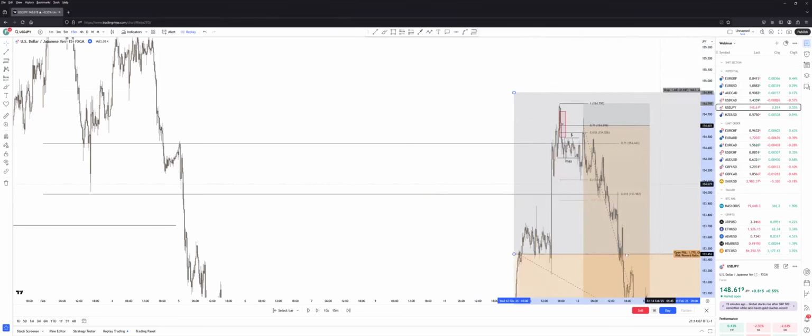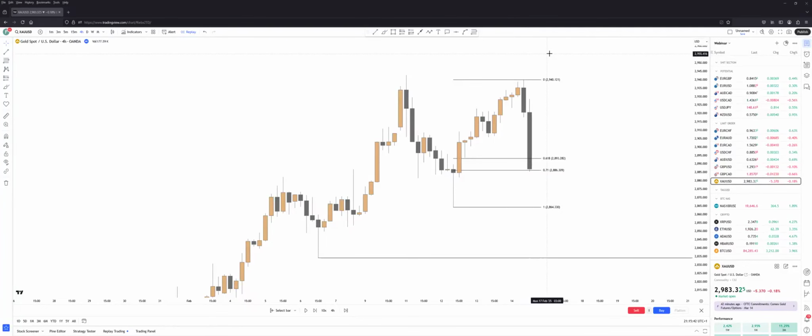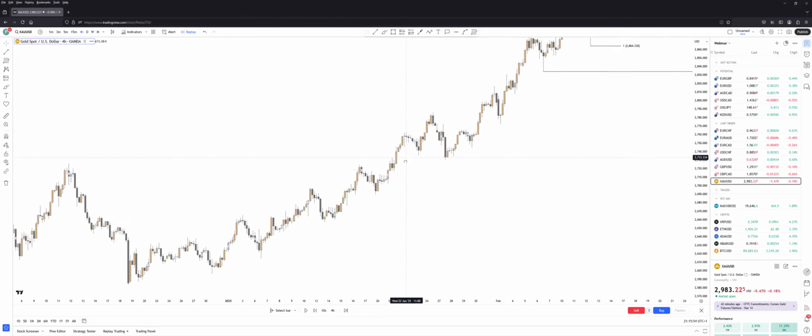Now let's see another example for a bullish trade. The next example will be a bullish trade, just to take a look at every side of the market. So here we are on gold on the 4-hour time frame. We have a really nice clean bullish trend on gold, so we are looking for buying opportunities.